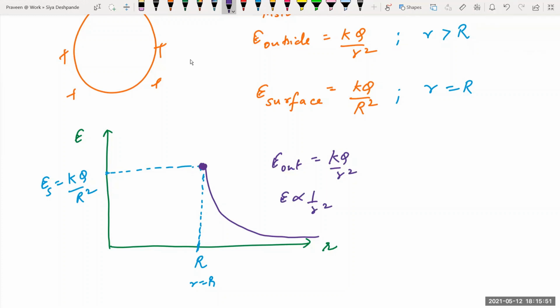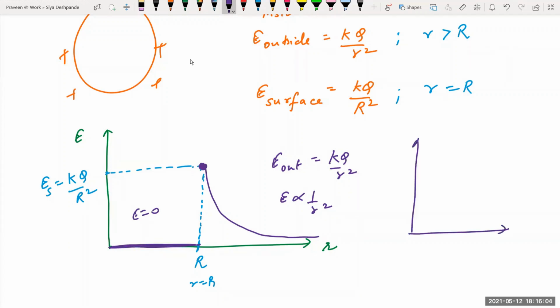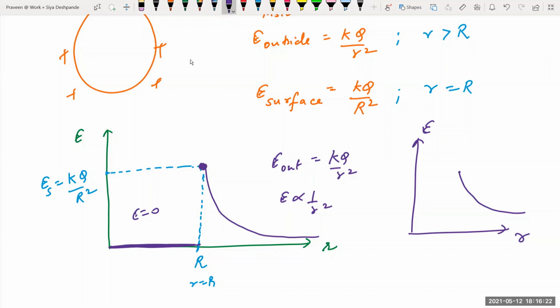And what was the value of electric field inside? 0. So there will be no electric field, or you can say you can draw this line touching the x-axis, this one. So if I again draw the graph between electric field versus distance, the graph would look like this one. Such questions were asked a lot in IIT exams or some other competitive exams, like what will be the kind of graph you are going to get.